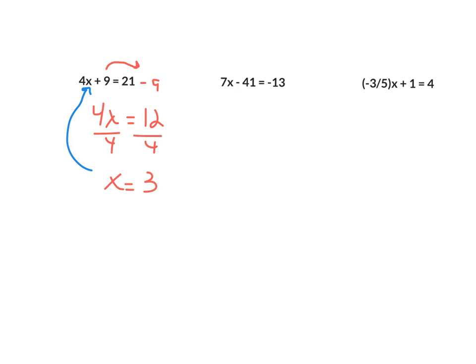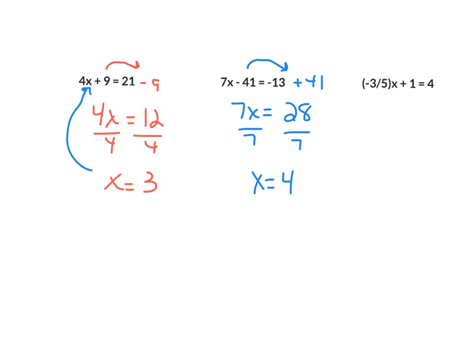Second one, same steps really, except there's a negative. I want to do that because there's a negative sign. So move the 41 over. It becomes plus 41 because there's a minus 41 on the left-hand side. If you add negative 13 plus 41, you get 28. Divide both sides by 7. 28 divided by 7 is 4, so you get x equals 4.